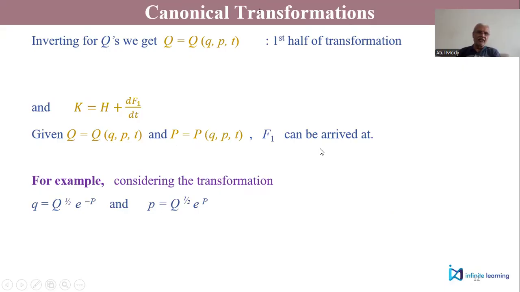For example, if you look at the transformation, small q equal to capital Q raised to half, e raised to minus capital P, and small p as Q raised to half, e raised to capital P. In fact, if you multiply the two, small p into small q, it is capital Q, because e raised to minus P and e raised to plus P cancels out. So new coordinate is old momentum times old coordinate, capital Q upon small q, and new momentum, capital P, will be half log capital Q, new coordinate, minus log of small q, log of old coordinate.